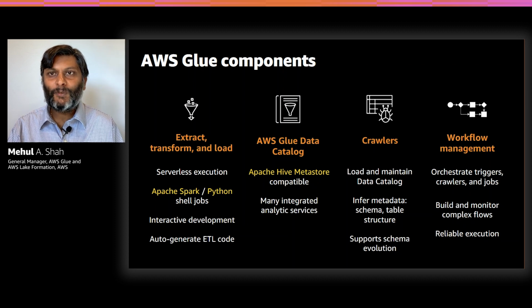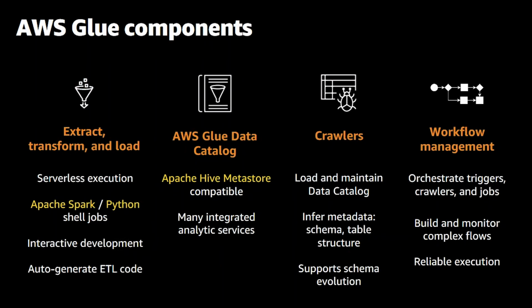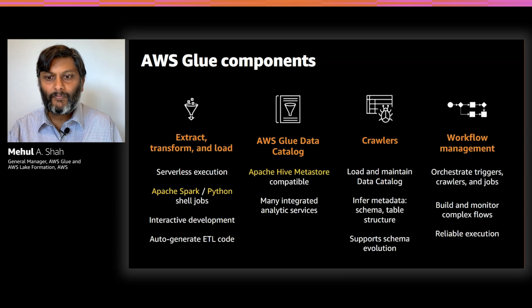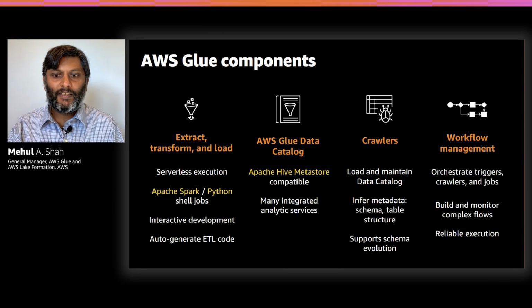We also give you a visual tool, or a number of visual tools, to interactively develop your jobs, and we'll automatically compile those jobs down to Apache Spark scripts that run on our scalable big data infrastructure. We also give you a Glue data catalog. This is a centralized metadata store, fully managed.